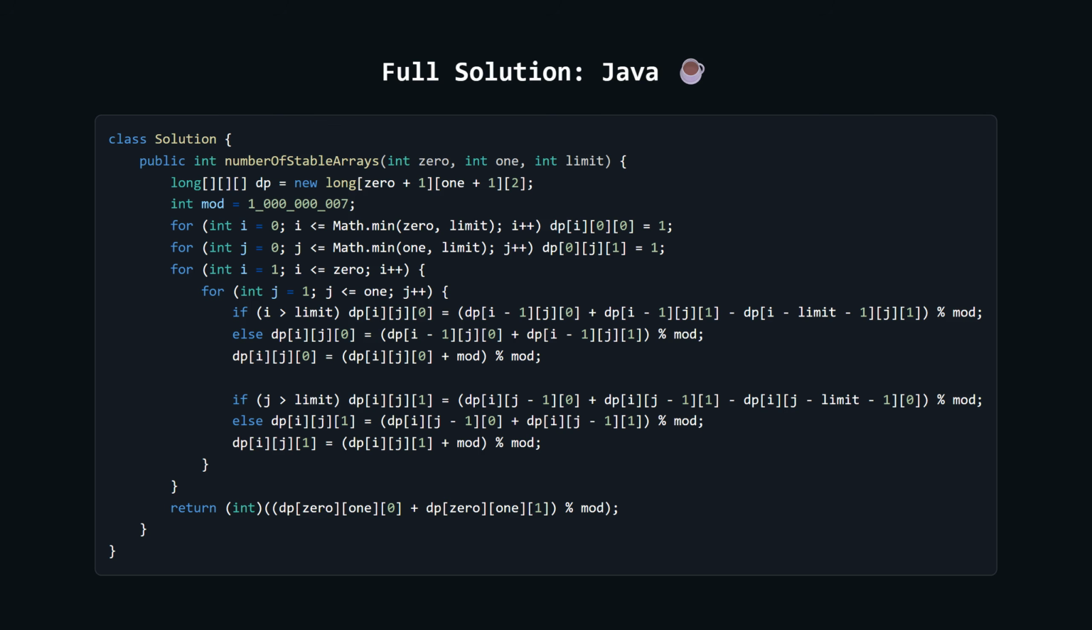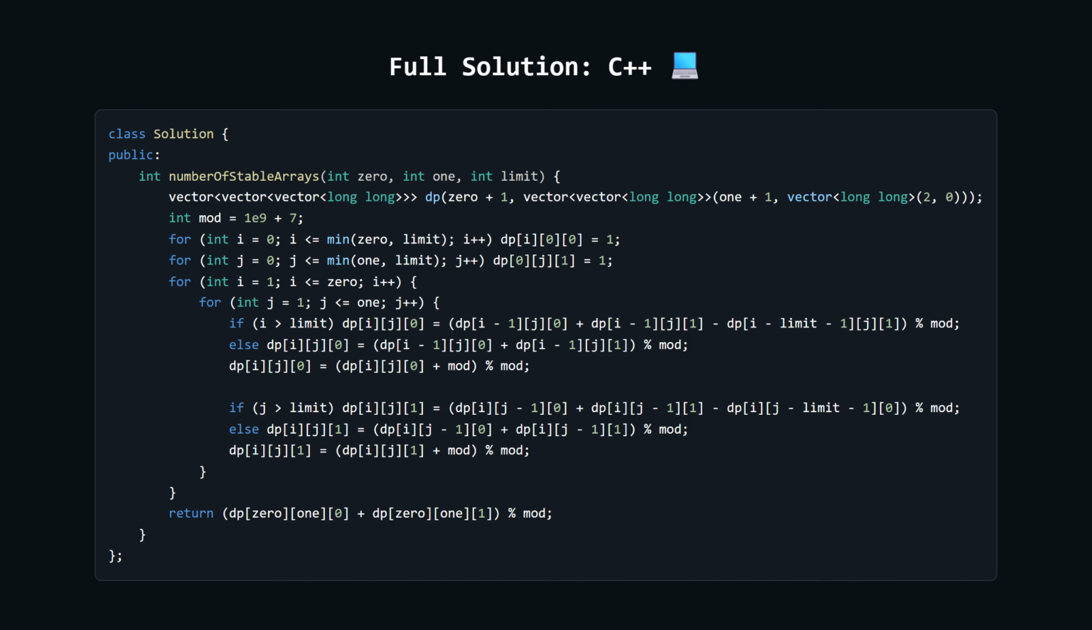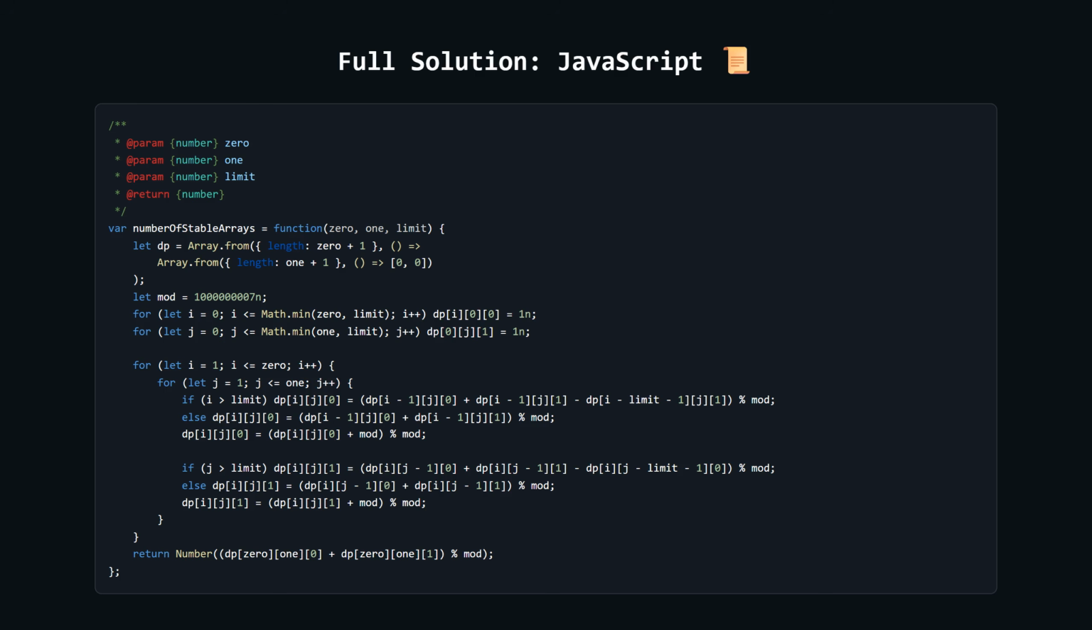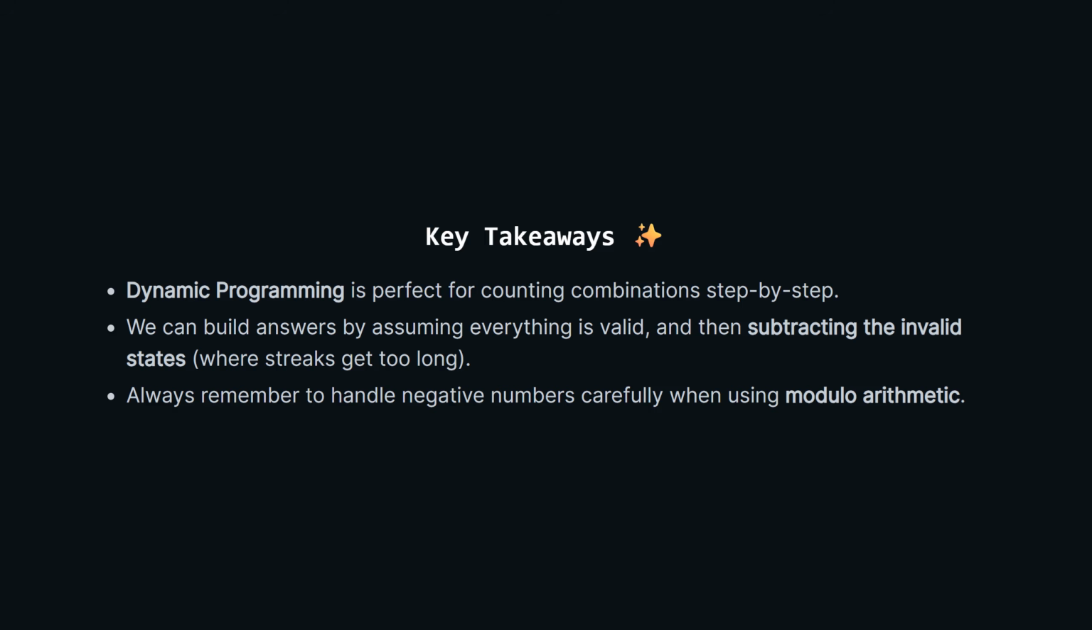Here is the full solution implemented in Java. It uses the exact same dynamic programming table and transition logic we just discussed. Next up, here is the C++ version. We use a three-dimensional vector to act as our state tracking table here. And finally, here's the solution implemented in JavaScript. Note that we use big ints here by adding an n to the end of our numbers to handle the large modulo additions safely.